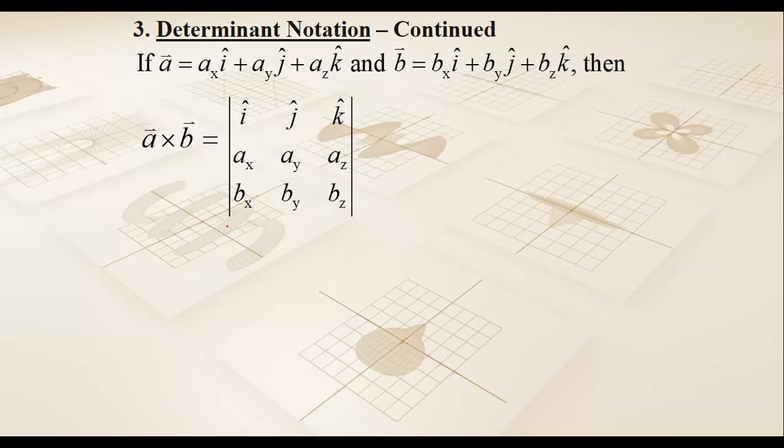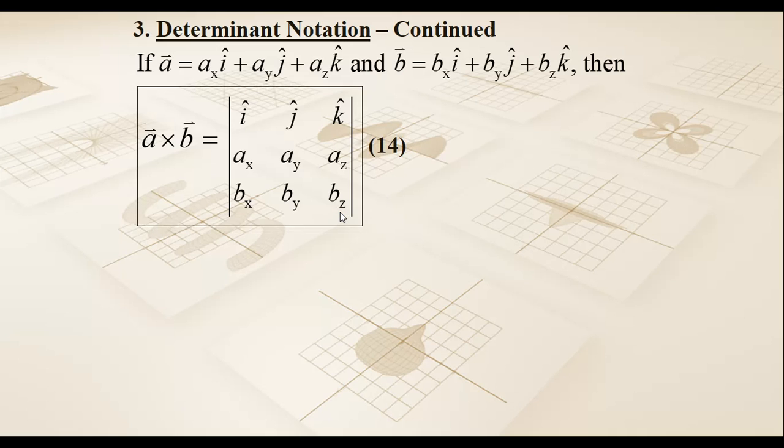Now you'll see how the columns match up with the individual components. The special unit vector i attaches to the x components of a vector. So in this column, you have i, AX, BX. Special unit vector j is attached to the y components, so you have AY, BY. And special unit vector k is attached to the z components, so you'd have AZ, BZ.